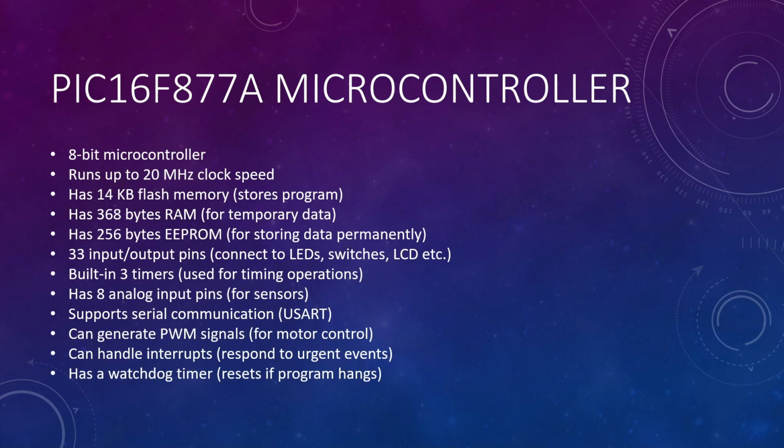The PIC16F877A microcontroller has three timers used for timing operations. It also has 8 analog input pins for sensors. It is used to control the full washing machine cycle, and it can also generate a PWM signal for motor control. It can handle interrupts, respond to urgent events, and it has a watchdog timer which resets if the program is stuck or hangs.